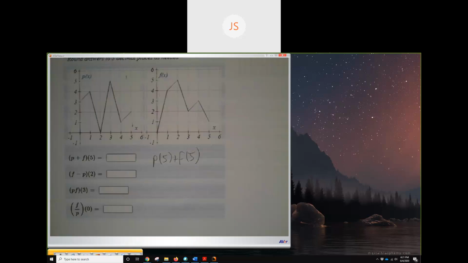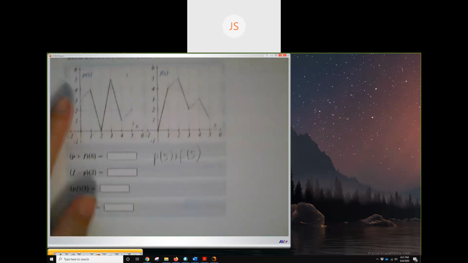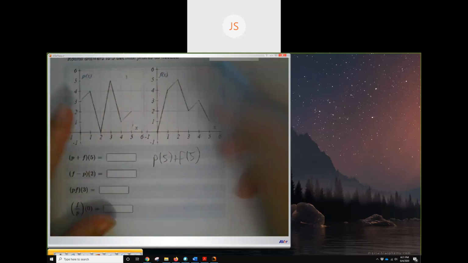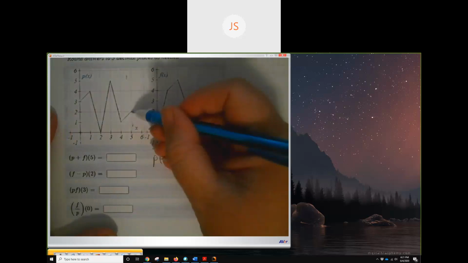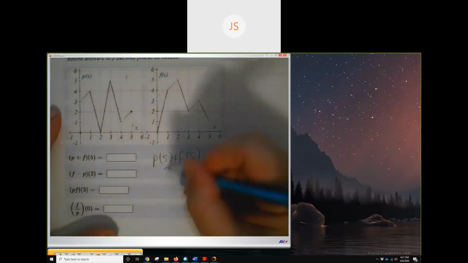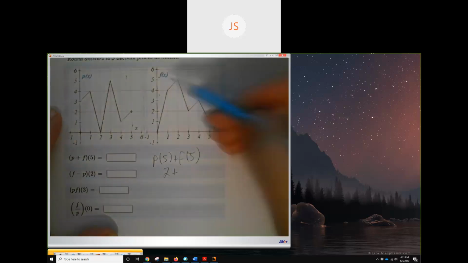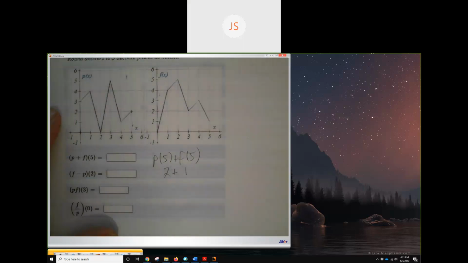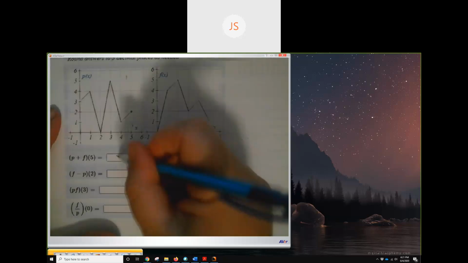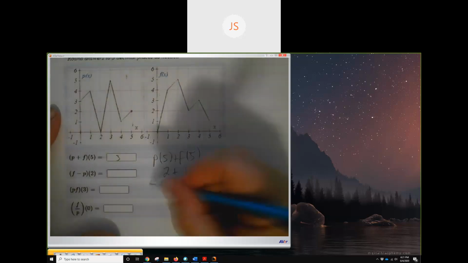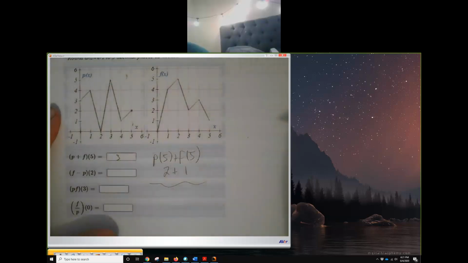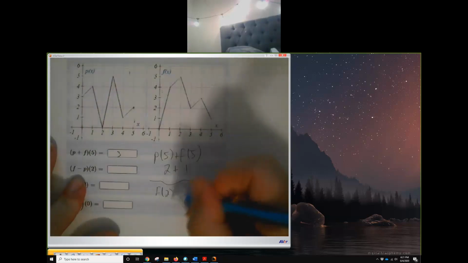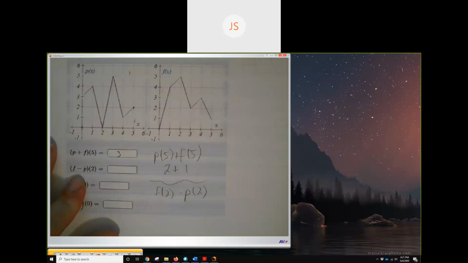So p, that's this graph right here. When x is 5, y is 2. And f, when x is 5, y is 1. So p of 5 plus f of 5 would be 3. So this would be the same as f of 2 minus p of 2.